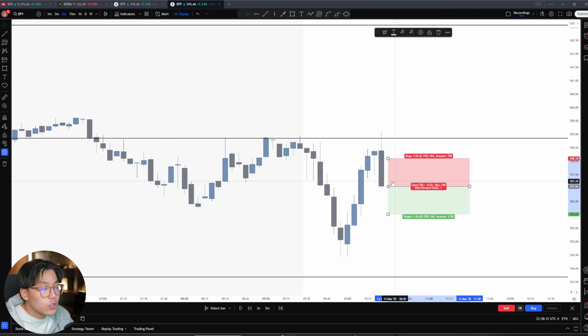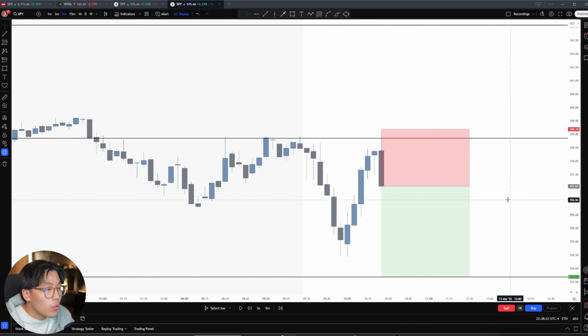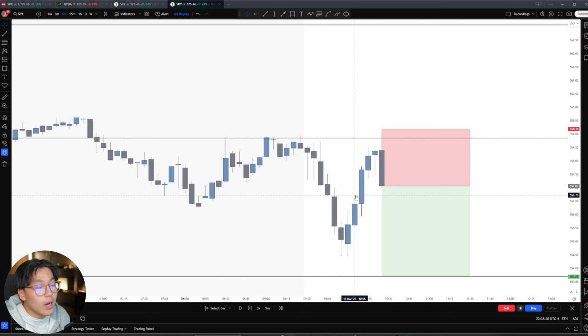And now in this case, what you could be looking for is this short as soon as this 5-minute candle closes, with a stop just above that first candle, targeting low of day and potentially your previous day lows. This would only be a 1.59 risk to reward. So now what we can do is go into lower time frames to look for a more precise entry.